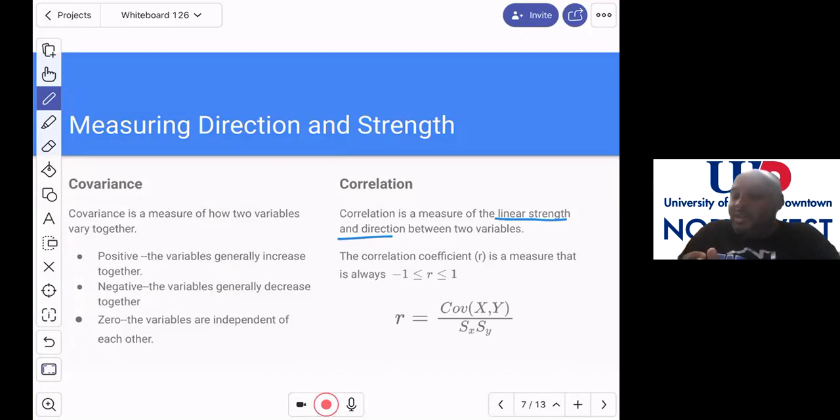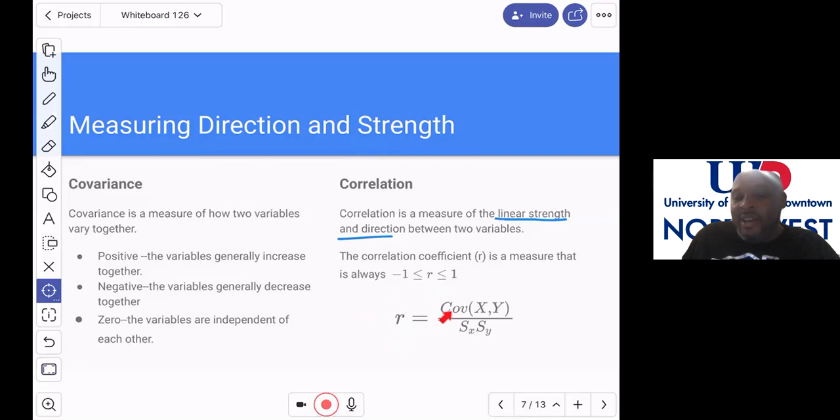When I say linear strength, I want to know how straight a line is. In predicting things, we like using lines because lines are straight, and because they're straight, they give us an average, which we can calculate. Then we can develop how strong something is by finding this right here, the correlation coefficient, which we call R. R is called the correlation coefficient, and it's a measure between -1 and +1.